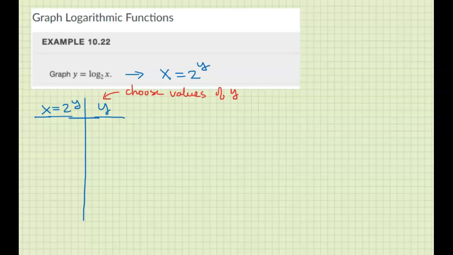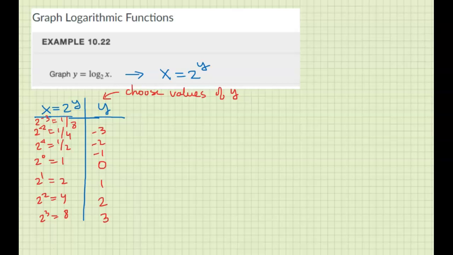So we're going to pick typical y's: 0, 1, 2, maybe 3, negative 1, negative 2, negative 3. I'm going to plug them into this equation. So x equals 2 to the 0. This gives me 1. 2 to the 1 gives me 2. 2 to the 2 equals 4. 2 to the 3 equals 8. 2 to the negative 1 equals 1/2. 2 to the negative 2 equals 1/4. And 2 to the negative 3 equals 1/8.